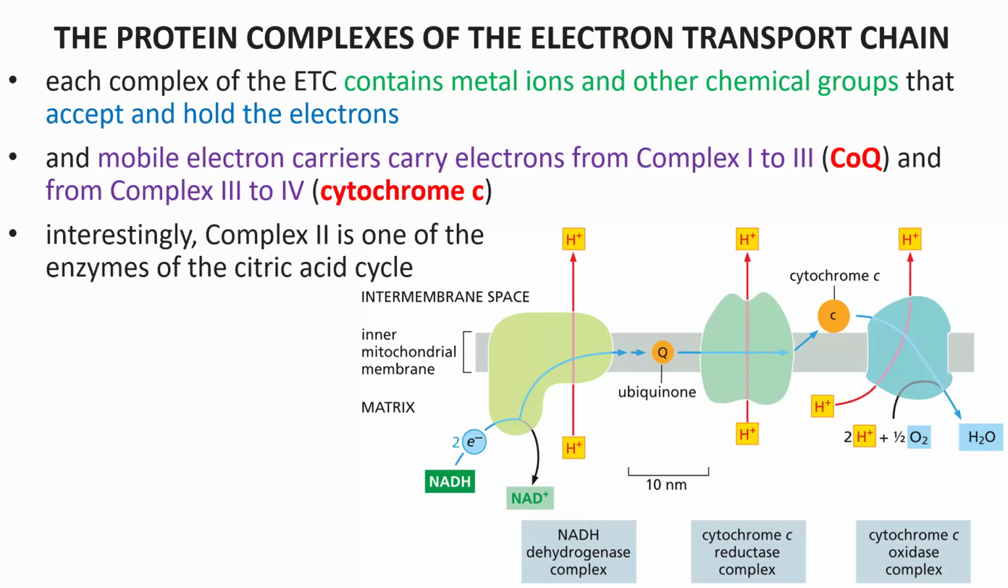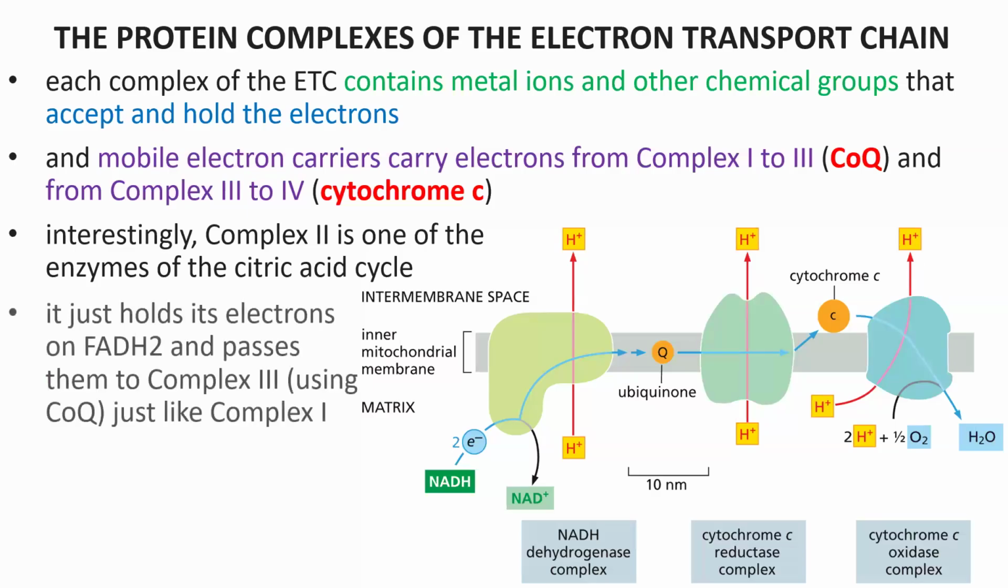So those FADH2 electrons, they're never shuttled to the ETC. Succinate dehydrogenase does double duty. It is actually an enzyme of the citric acid cycle, but then it holds its electrons and delivers them to the ETC directly. How does complex 2? Well, let's use its formal name. How does succinate dehydrogenase deliver its electrons to the ETC? Through the CoQ shuttle, just like complex 1 does.